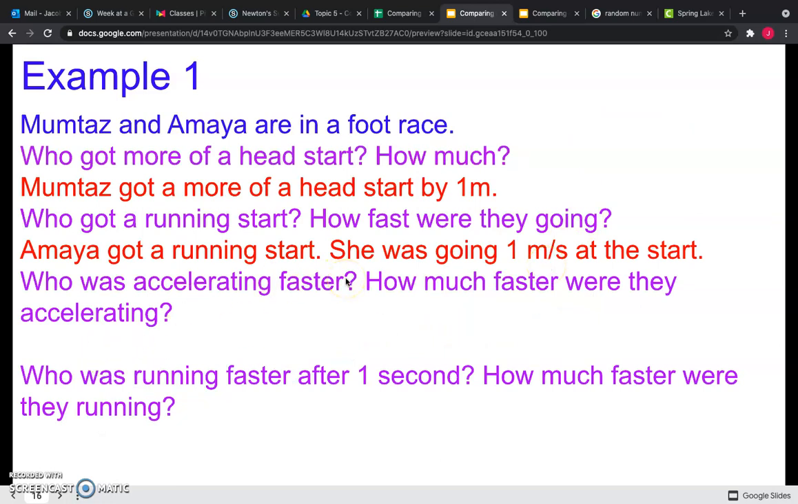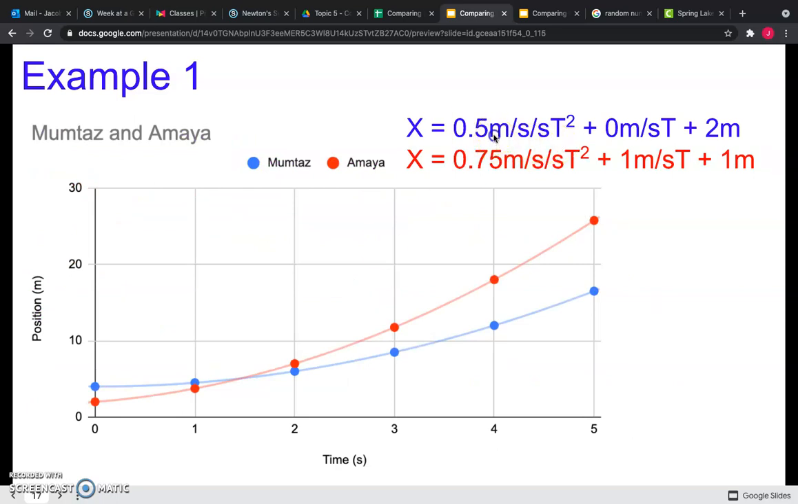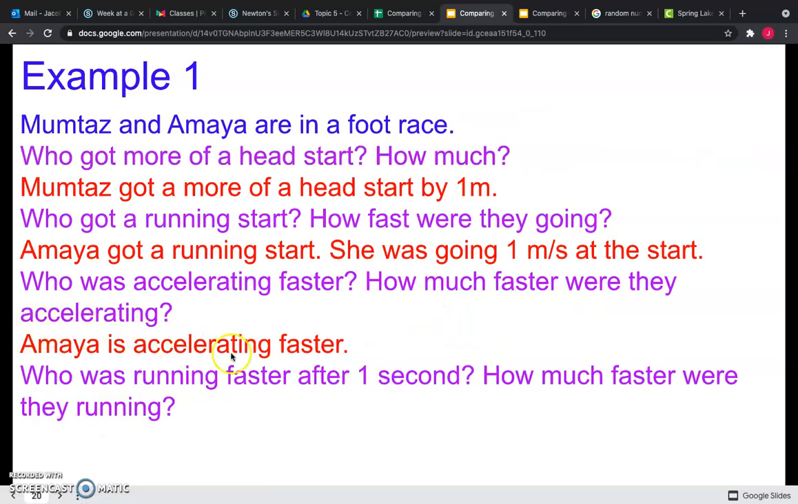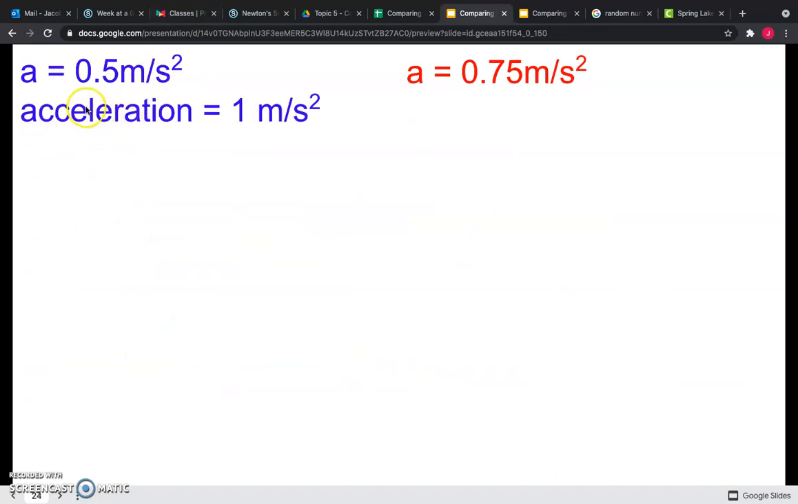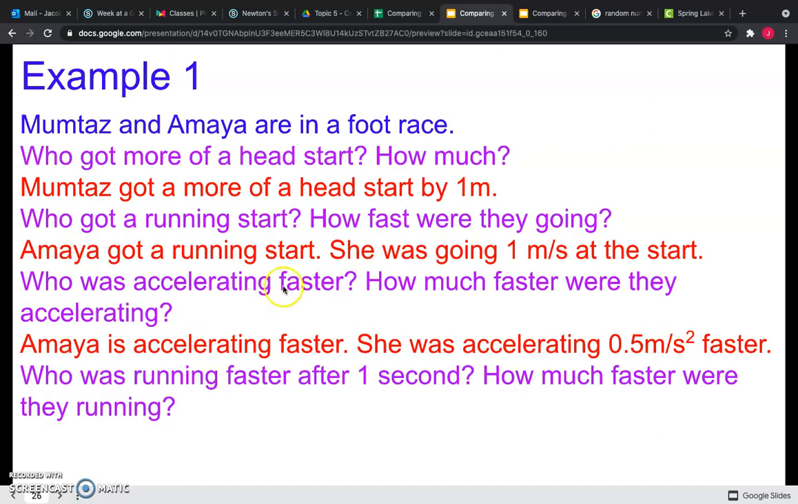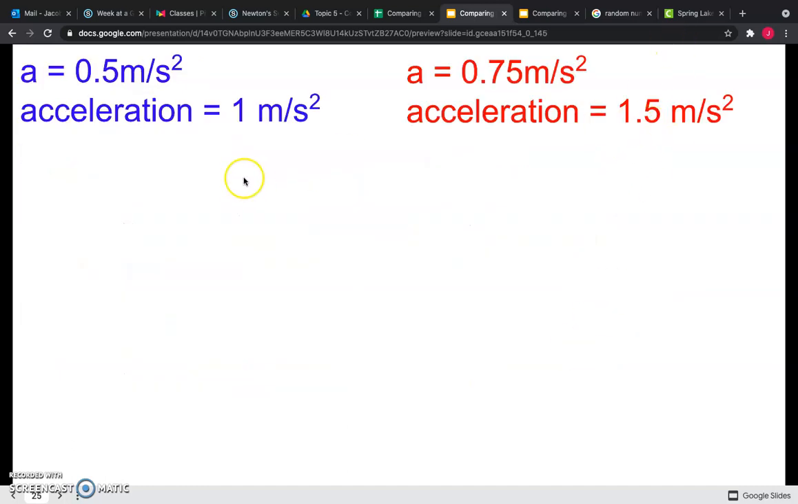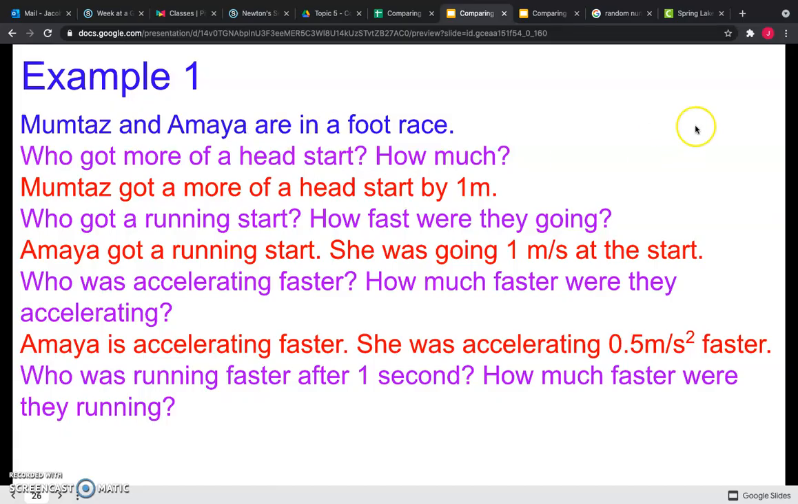Who was accelerating faster? How much faster were they accelerating? So now we're going to be looking at the A values here. We're going to compare them. Remember that these A values are only 1/2 of the acceleration. So Amaya is accelerating faster, but to figure out how much faster she's accelerating, we need to double this value. So 0.5 times 2 is 1. So Mumtaz is accelerating at 1 meter per second squared. Amaya, on the other hand, is accelerating at 1.5 meters per second squared because 0.75 times 2 is 1.5. Okay, so Amaya is accelerating faster and she was accelerating 0.5 meters per second squared faster, right? 1.5 minus 1 is 0.5, so she's going 0.5 meters per second squared faster than Mumtaz is.